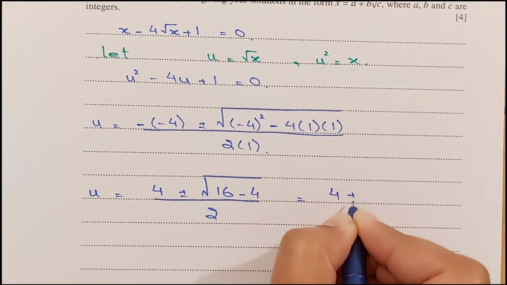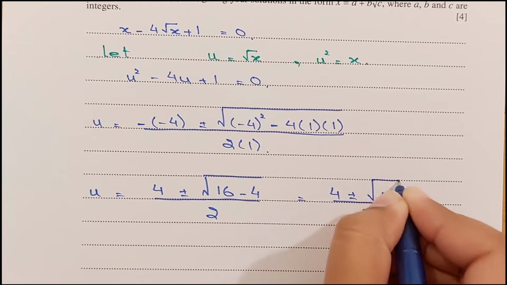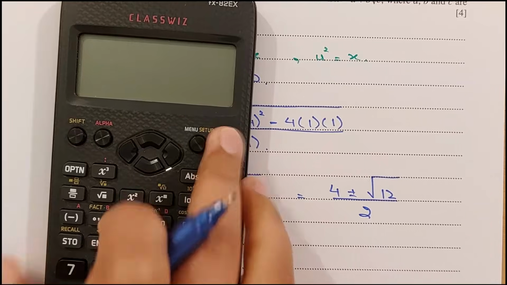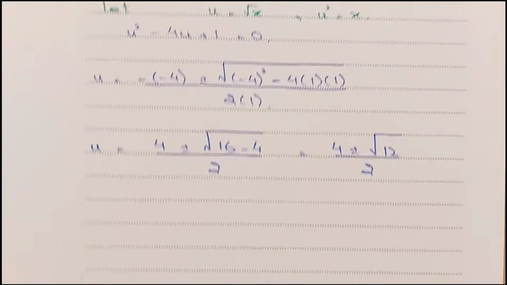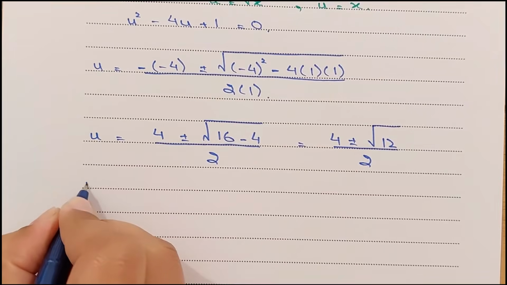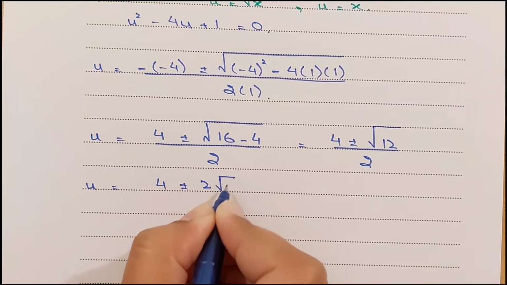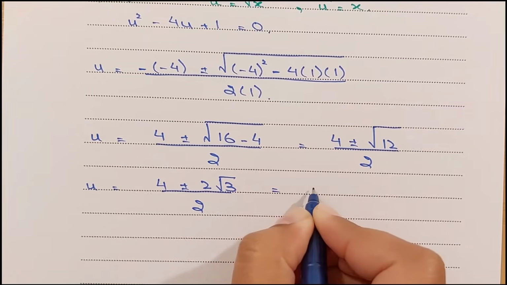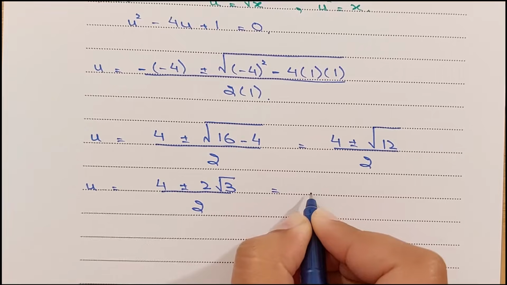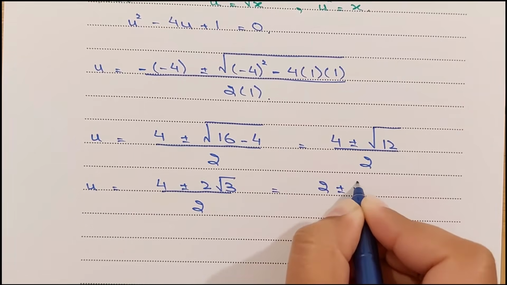So 4 plus minus square root of 12 divided by 2. Okay, simplify the square root of 12. This is 2 square root of 3. So here we have u equals 4 plus minus 2 square root of 3 divided by 2. Taking 2 common, we have the u value is 2 plus minus square root of 3.